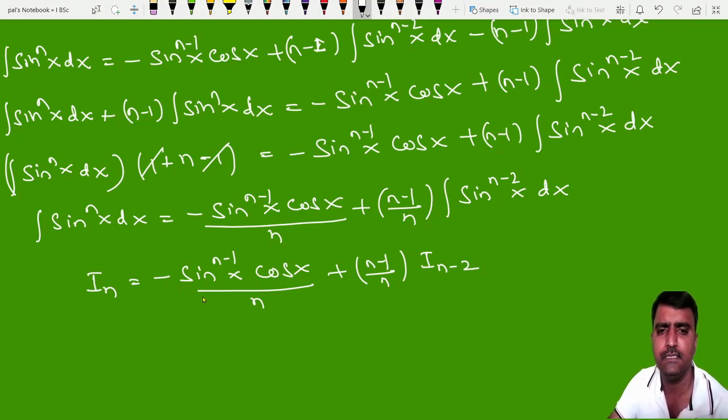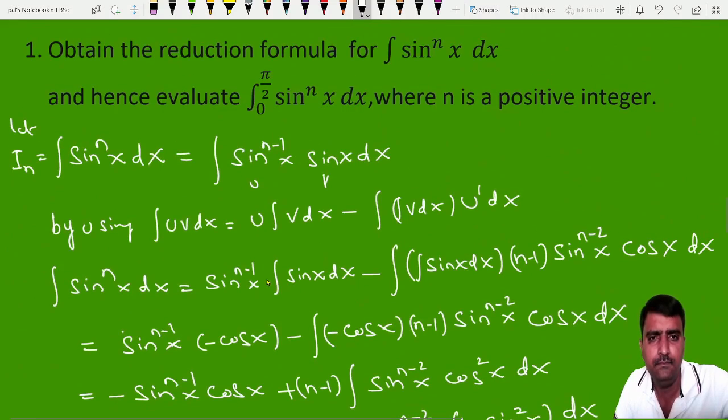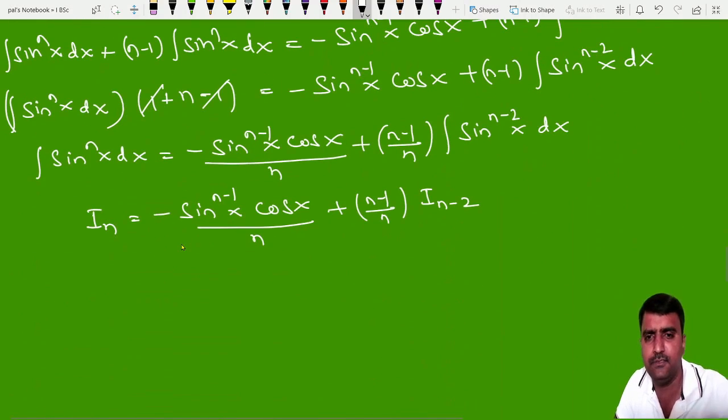Now, in the given question they are asking to find and hence evaluate the integral from 0 to pi by 2 of sine to the power nx dx. You denote this once again as In dash or something else. There is no difference in the two, this one is with limits and that one is without limits. It depends on how you take it. I am taking In dash so that I do not use the same notation for both.